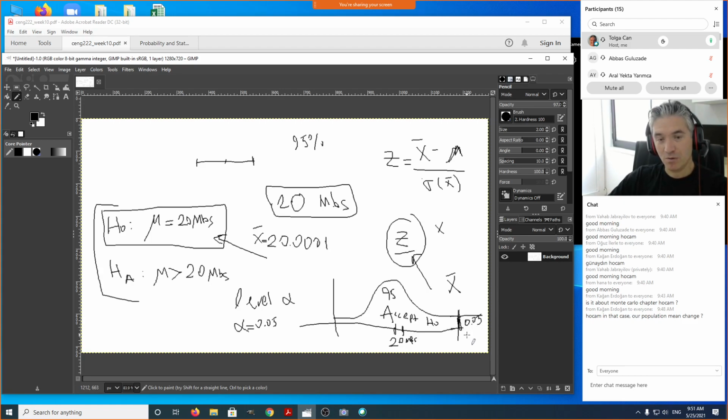So this basically tells us that we will be accepting the alternative hypothesis, that it is really indeed greater than 20 megabits per second now, only if the z value that we compute here is greater than this threshold. Okay, so this is one.